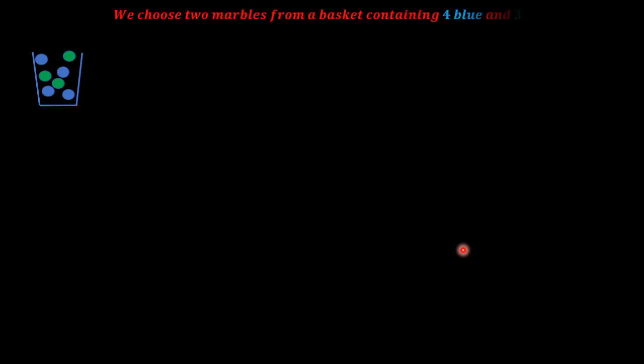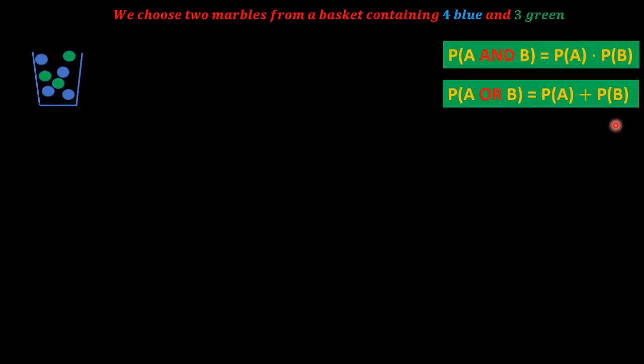Let's go for another example now. We choose 2 marbles from a basket containing 4 blue and 3 green. Now, let's keep this on top. This time, the events are called dependent.